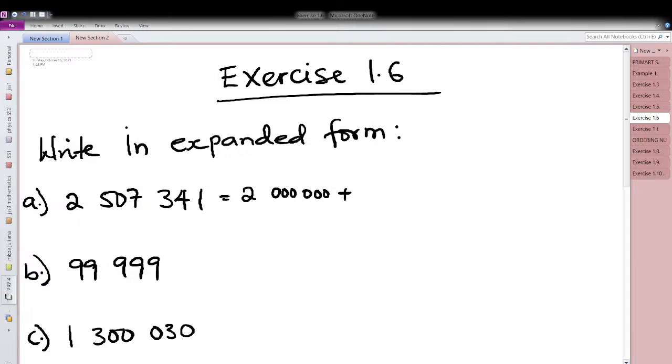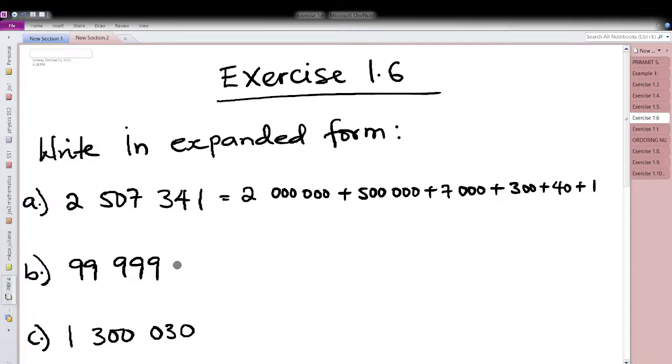500,000. The place value for hundreds of thousands is there, which is 500, so we have 500,000 plus, we don't have tens of thousands, but we have thousands, that's 7,000. So plus 7,000 plus 300 plus 40 and plus 1. So this is what you get in A.